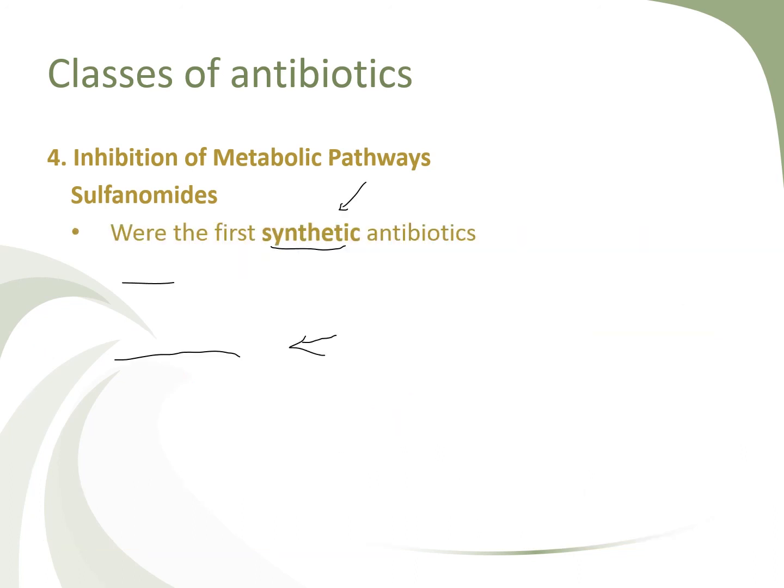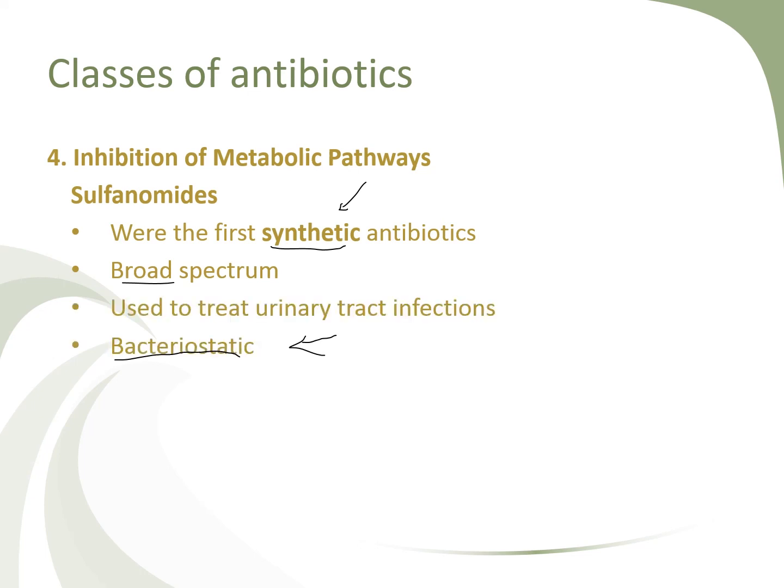Sulfonamides were the first synthetic antibiotics to be produced, which means that they are completely produced in the lab. They have a broad spectrum, and they are used to treat urinary tract infection. They are bacteriostatic, which means that they stop the growth of bacteria, but not necessarily kill all the bacteria that are present. They just stop the bacterial population from growing.